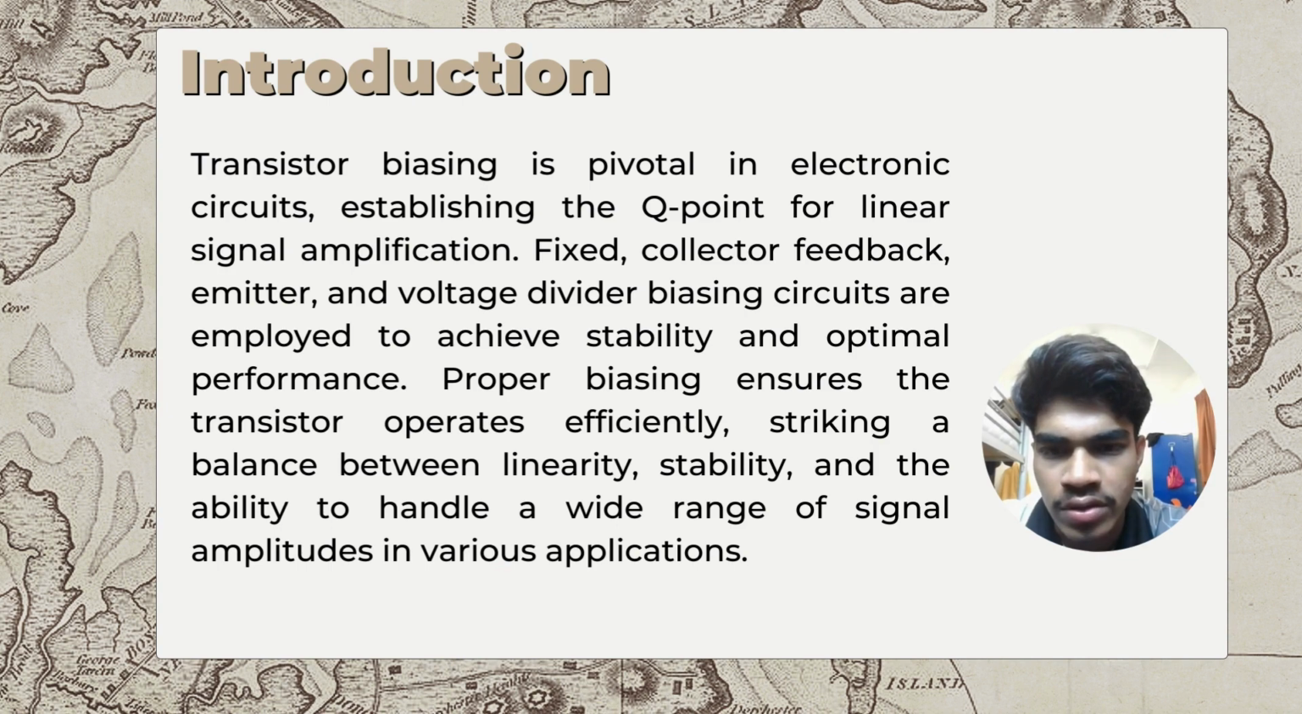The introduction of our group assignment is transistor biasing is pivotal in electronic circuits, establishing the Q point for linear signal amplification. Fixed, collector feedback, emitter, and voltage divider biasing circuits are employed to achieve stability and optimal performance. Proper biasing ensures the transistor operates efficiently, striking a balance between linearity, stability, and the ability to handle a wide range of signal amplitudes in various applications.